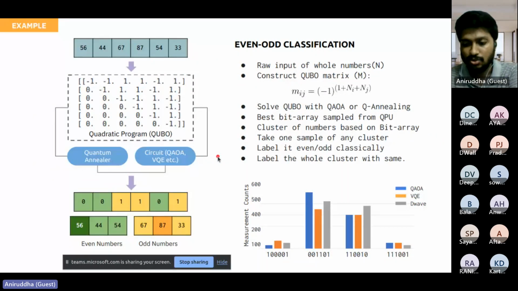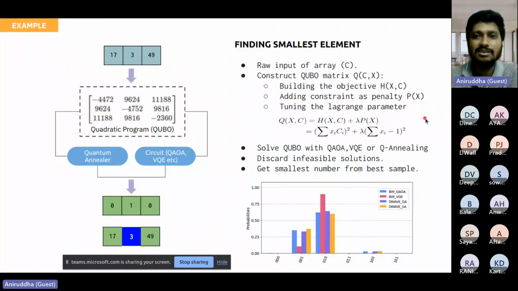Okay, so let's come to another example: finding the smallest element. This is a little more complicated than the previous one. Here you can see that I have an array of elements: 17, 3, and 49. Just by looking at it, it's quite clear that 3 is the minimum term.